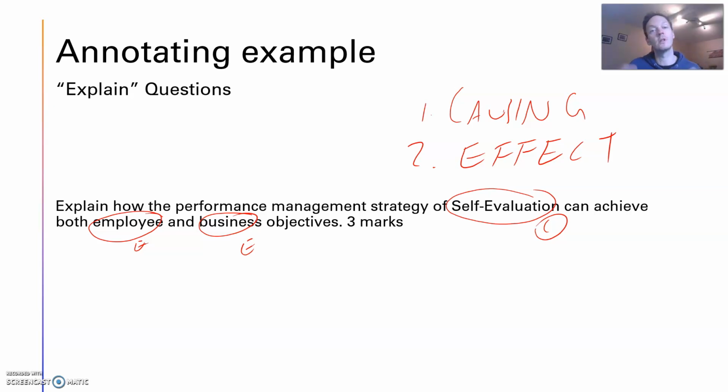Another way you might want to visualize that when you're scribbling on your paper is you might go, in this case, SE for self-evaluation, DEF, and then how it achieves employee objectives and business objectives.